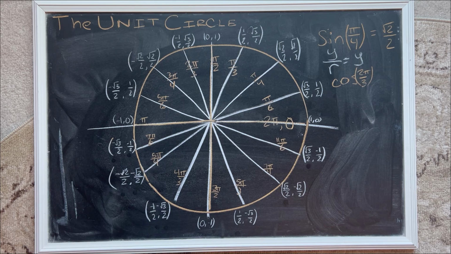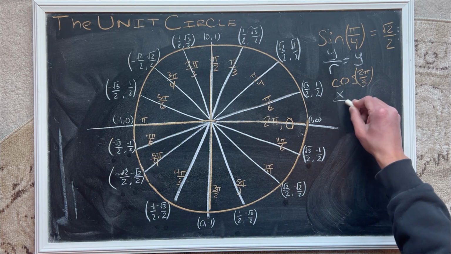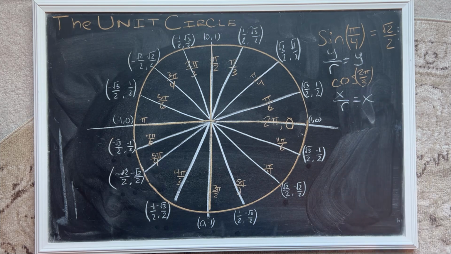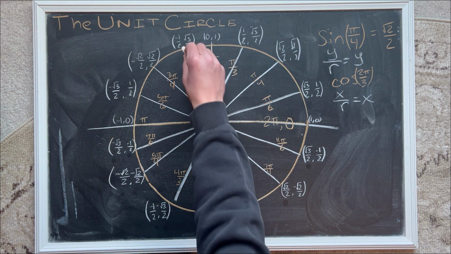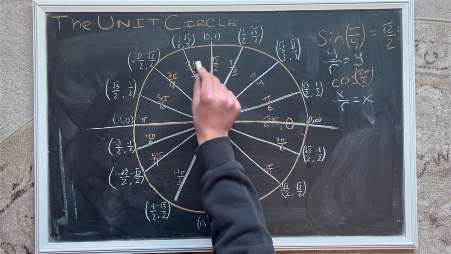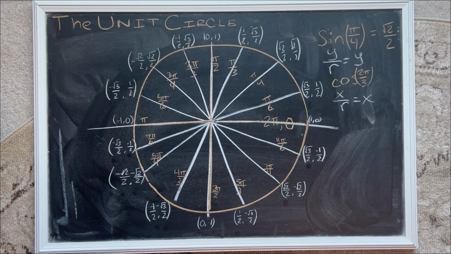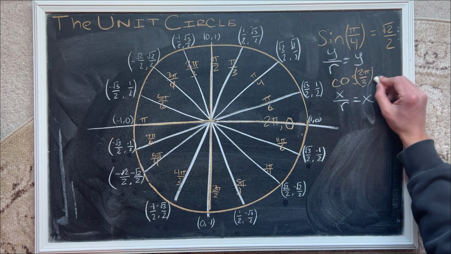How do we do that? So again, we have to know our cosine ratio, which is x over r, or same as x. So we're going to look for the x-coordinate at 2 pi over 3. So 2 pi over 3 hits right here at the coordinate negative 1/2, comma root 3 over 2. And so we know our x-coordinate is negative 1/2. So the answer, negative 1/2.